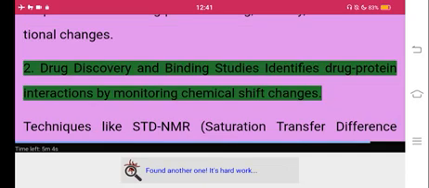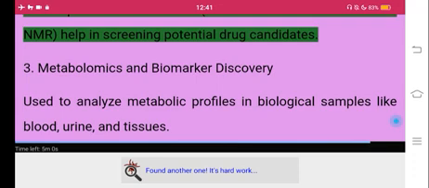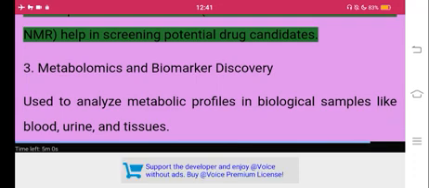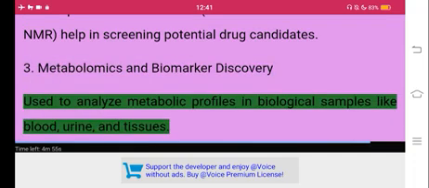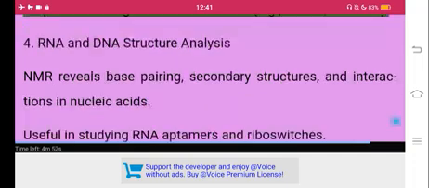2. Drug discovery and binding studies. Identifies drug-protein interactions by monitoring chemical shift changes. Techniques like STD NMR, saturation transfer difference NMR, help in screening potential drug candidates. 3. Metabolomics and biomarker discovery. Used to analyze metabolic profiles in biological samples like blood, urine, and tissues. Helps in detecting disease biomarkers, e.g., cancer, diabetes.